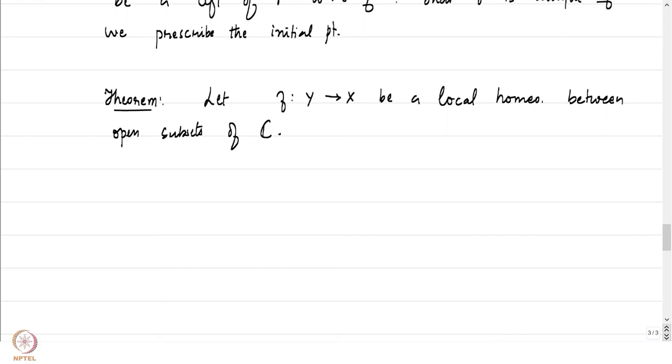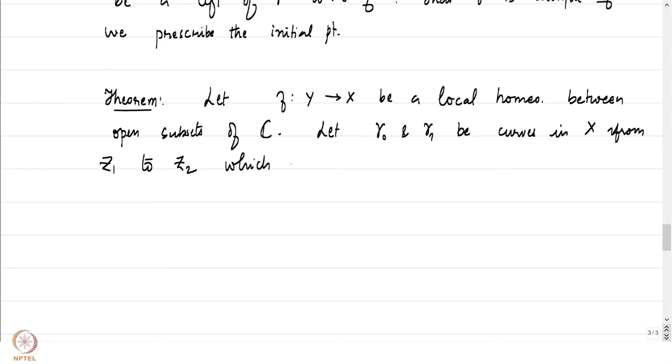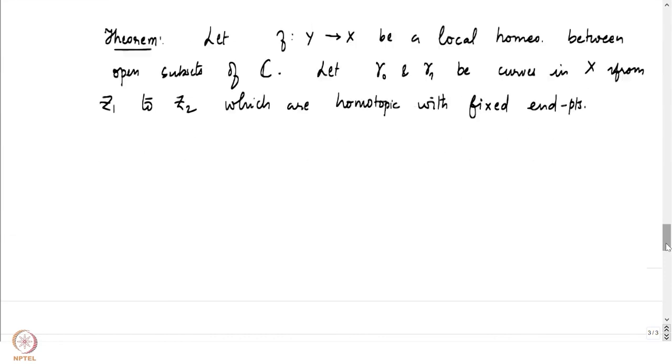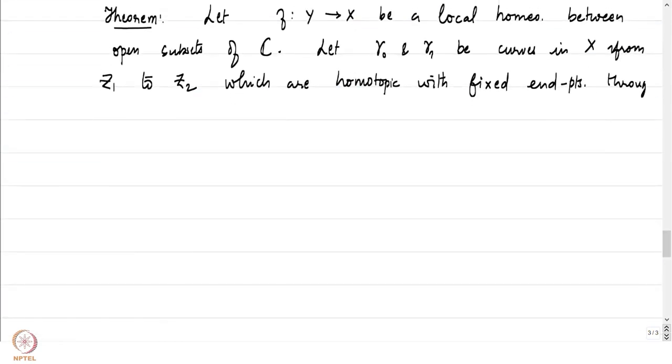And suppose we have gamma 0 and gamma 1, let gamma 0 and gamma 1 be curves in X from some initial point, say z1, to z2, which are homotopic with fixed endpoints. Let's also tell what the homotopy is through the map, say H, which is from [0, 1] cross [a, b] into capital X.